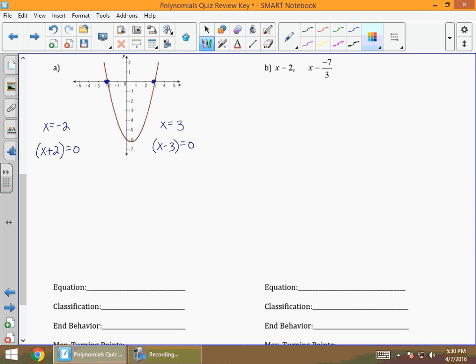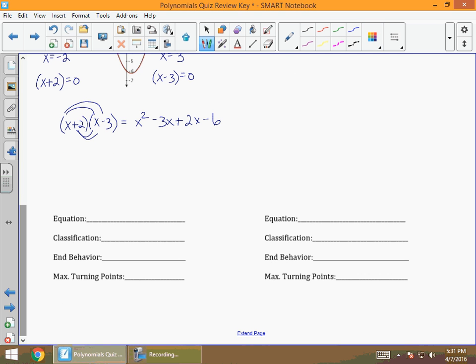So in order to find the equation, I'll take my factors, x plus 2 and x minus 3, and I'll FOIL them together. So x times x is x squared. X times -3 is -3x. 2 times x is 2x. And 2 times -3 is -6. So I need to combine like terms. That will give me x squared, -3x plus 2x is -1x, minus 6.